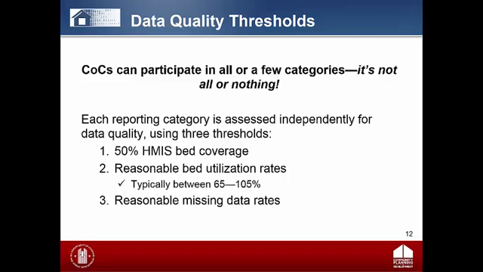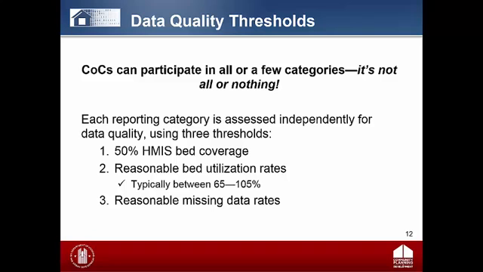If utilization rates are above 105%, it could indicate that projects are not exiting clients out of HMIS. Some other issues could be that seasonal or overflow beds were in use the night of the count, more on these beds later, cots or cribs were used, which are not included in the bed count, or kids are sharing beds. If utilization rates are below 65%, it could indicate that programs are not entering clients into HMIS.